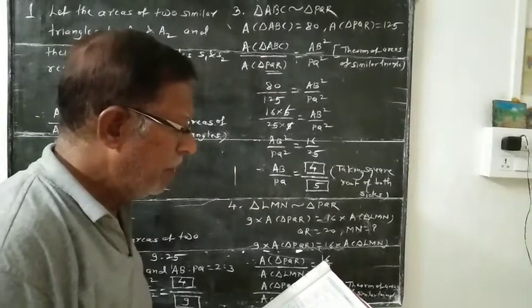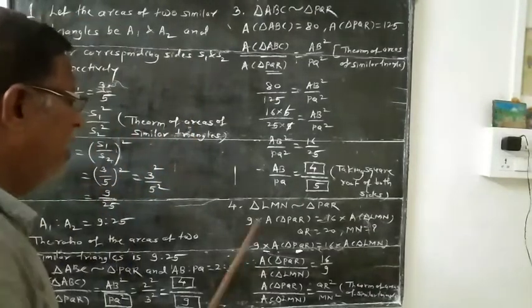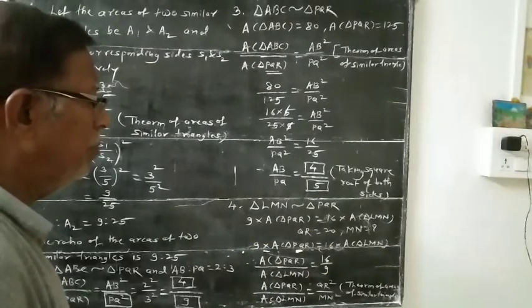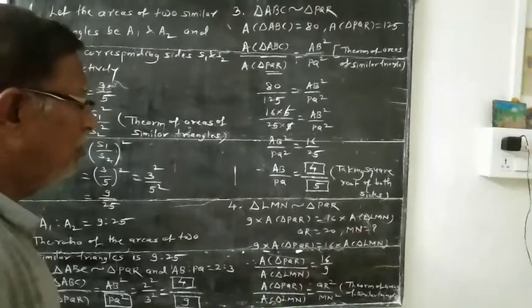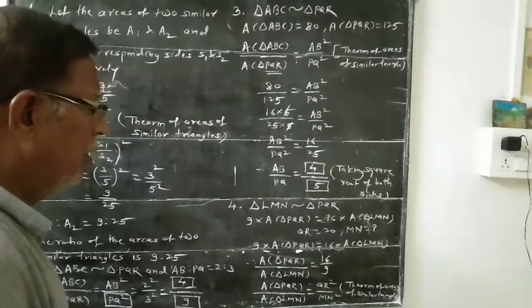of triangle LMN, and QR is 20. Find MN. Triangle LMN is similar to triangle PQR, 9 into area of triangle PQR is equal to 16 into area of triangle LMN. QR is equal to 20. MN is equal to question mark. 9 into area of triangle PQR is equal to 16 into area of triangle LMN.